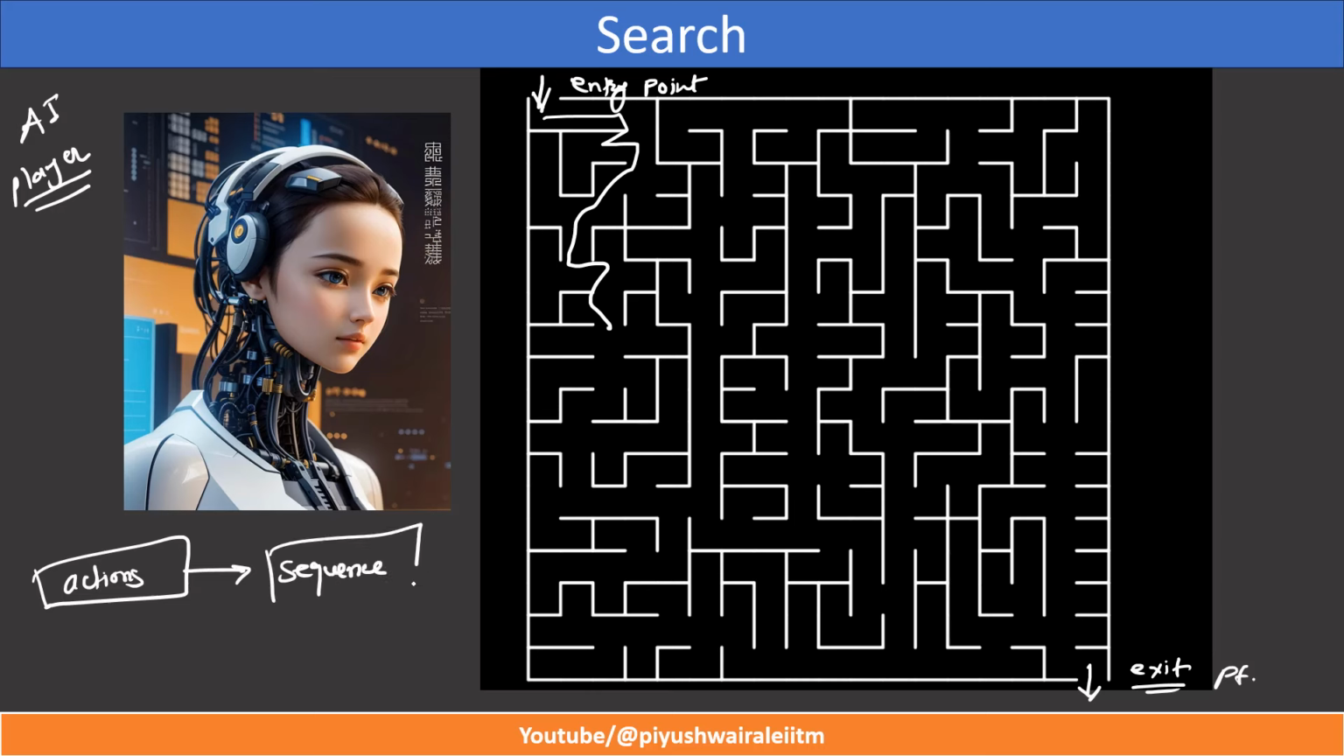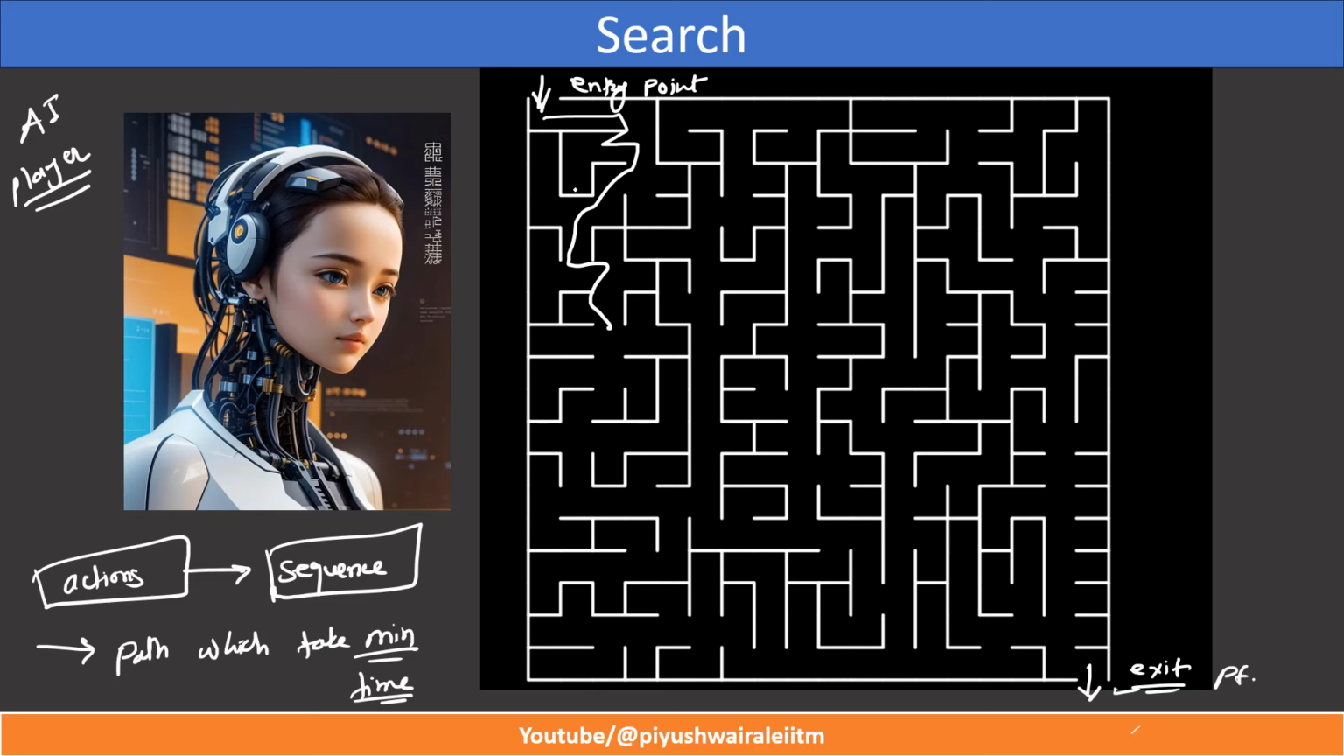Those actions must be in a particular sequence, right? And it's not that if you take actions in a particular sequence, you will reach this particular goal, or you can say exit point. But we also have to find the path it will take, the path which takes minimum time, right? Some cost should be minimum, right?